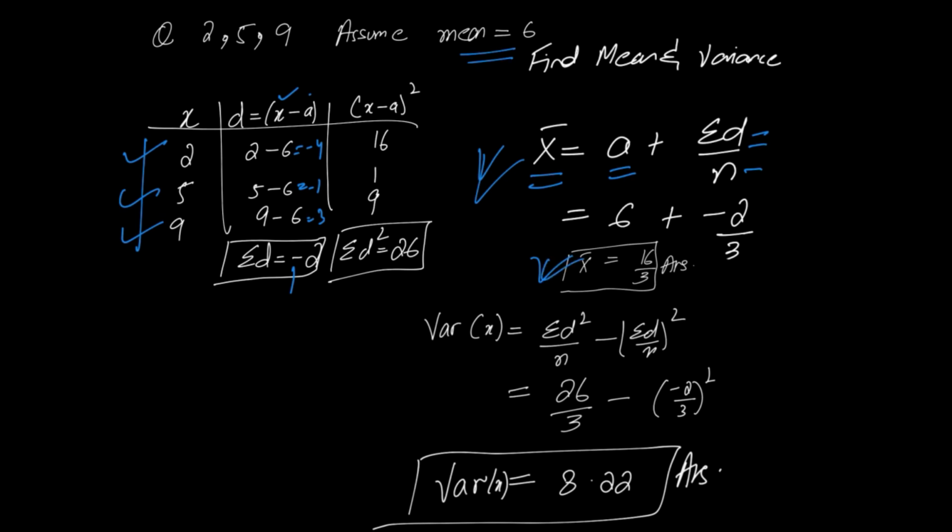Okay, so variance has the formula summation d square upon n minus summation d upon n whole square. So we take out d square. So we square these values. Minus 4 has a square of 16, 1 has a square of 1, and 3 has a square of 9. So we add all of these. This gives us 26. Summation of d square, which is 26, upon n, 3, minus the summation of d upon n, minus 2 upon 3 whole square, and this gives us 8.22, which is our variance we figured out from the assumed mean method.